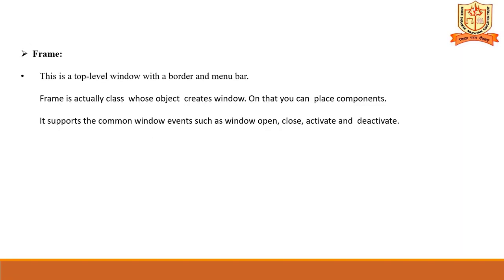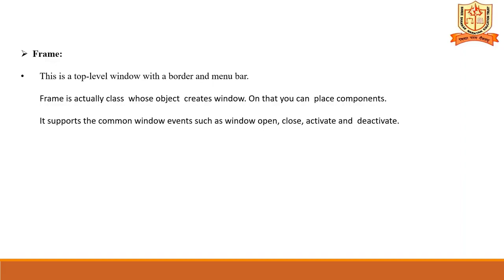Let us have a look at frame. Frame is a top level window with border and menu bar. Frame is actually a class whose object creates the window. On that you can place components. It supports common window events such as window open, close, active and deactive. Is it clear? Frame is actually the class whose object creates the window, and on that you can place the components.